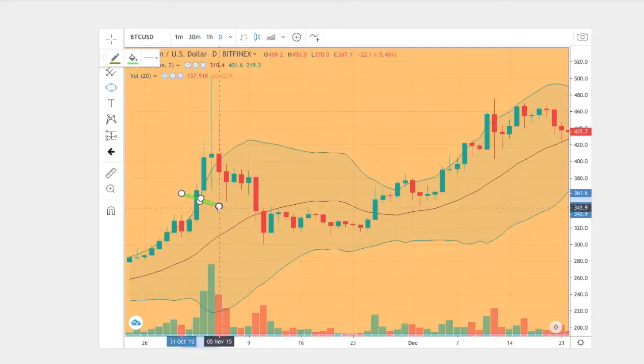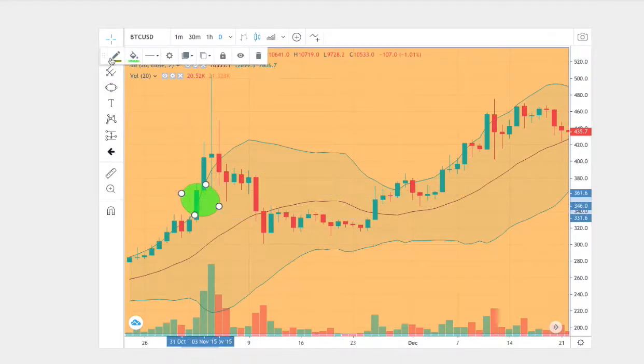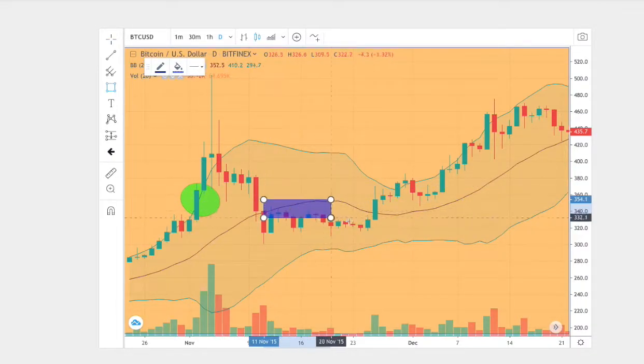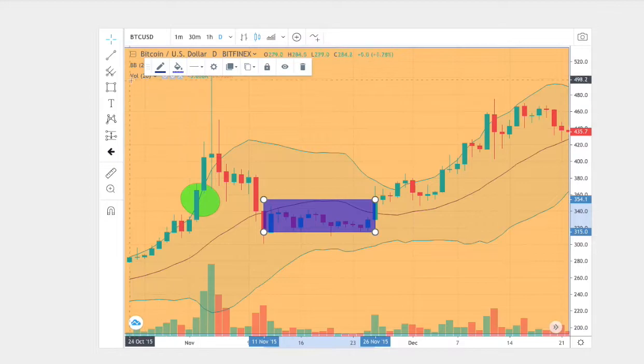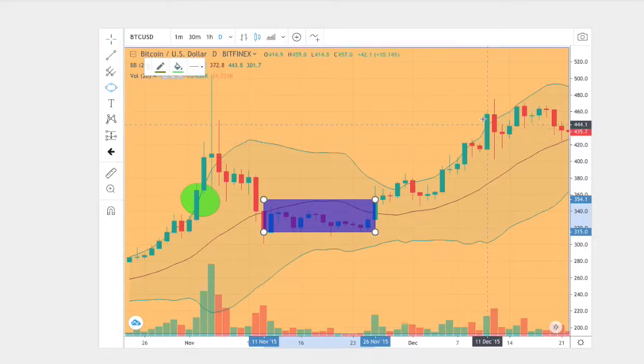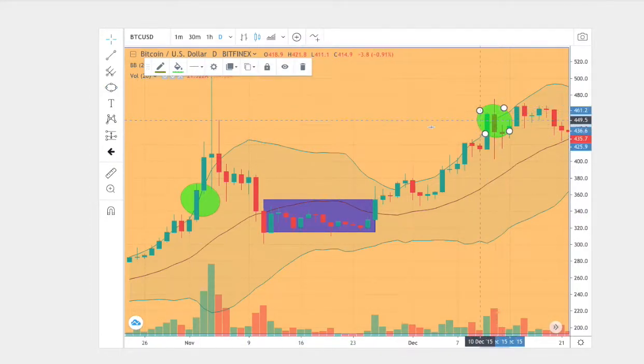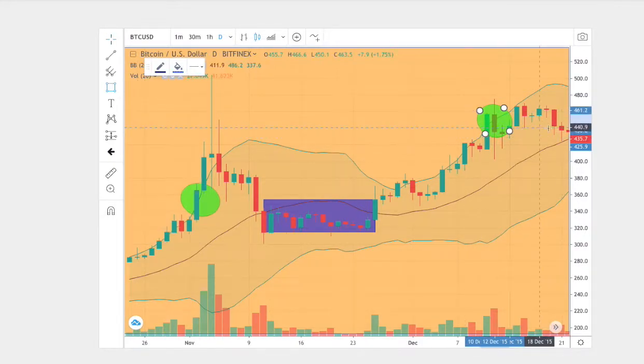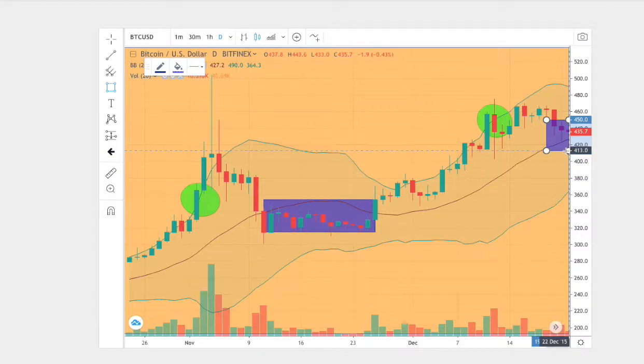So what we have here, touching the upper Bollinger Band. Next, we found reversion to the mean pattern right here, touching the middle Bollinger Band. We proceeded to go on higher, touching the upper Bollinger Band again, and then right there at the end, we touched the middle Bollinger Band.